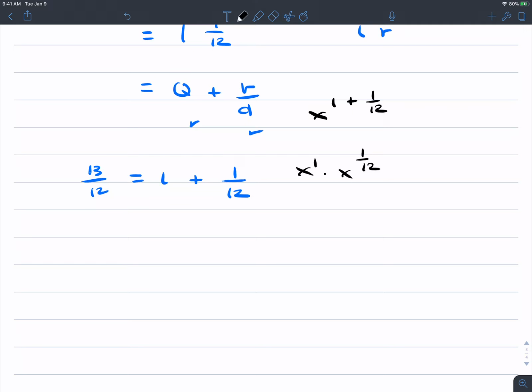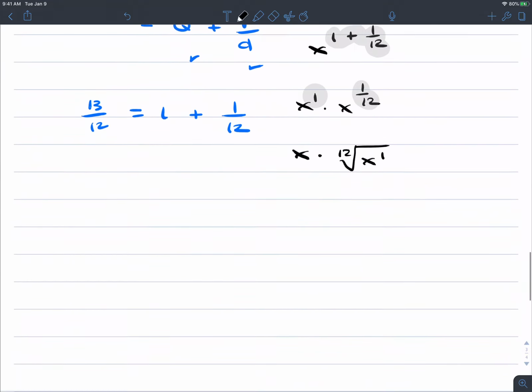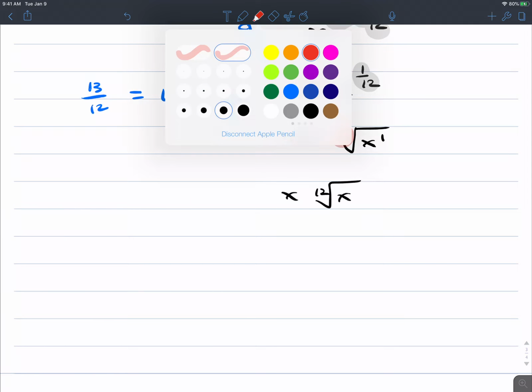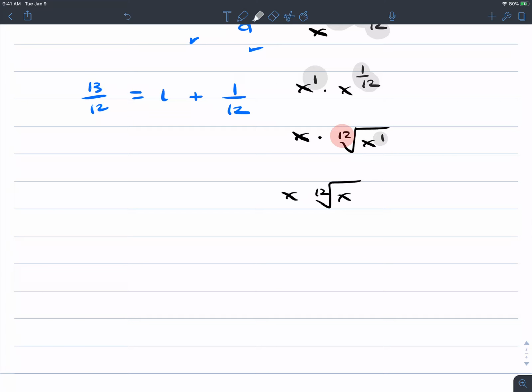You guys okay with that? Remember that part? This is that power again. 1 plus 1 twelfth here. Here's a 1. Here's a 1 twelfth. And what that does for you is you now have x times the 12th root of x to the first power, which is just x. And what you can actually notice now is that the index of 12 is actually bigger than your what? Than the power for the variable. 12 is bigger than 1. So this means that your radical is what? Simplified.